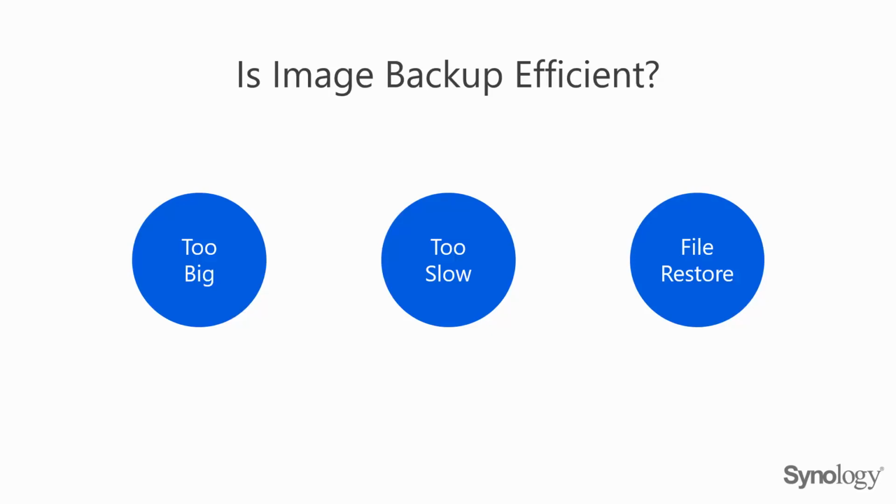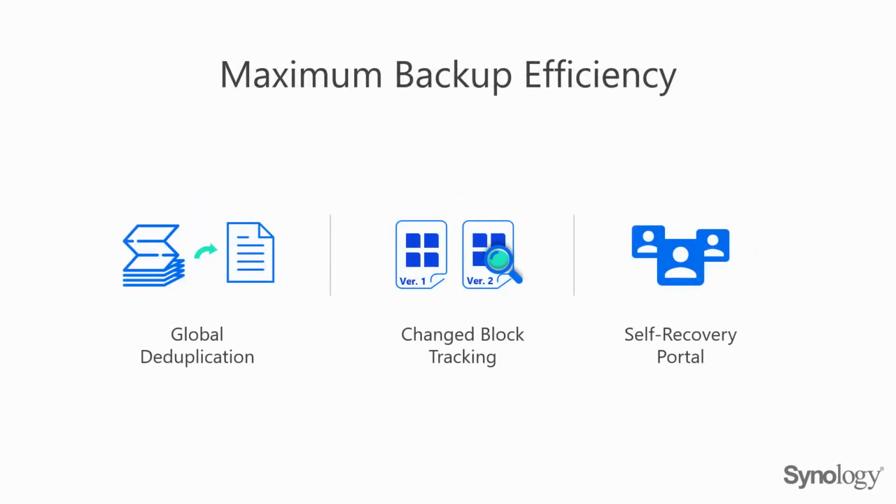Fortunately, our developers were well aware of all these concerns and built in some amazing technology to make sure that Active Backup for Business delivers the most efficient backups available. We use global deduplication to ensure that we're not storing data redundantly. This keeps file sizes small. We've implemented changed block tracking, so we don't have to scan the entire hard drive to find out what data has changed since the last backup. This keeps our backups fast. And we've also built user-friendly self-recovery portals that your end users can take advantage of to restore files on their own without having to request support from your IT department. Let's take a look at each of these.